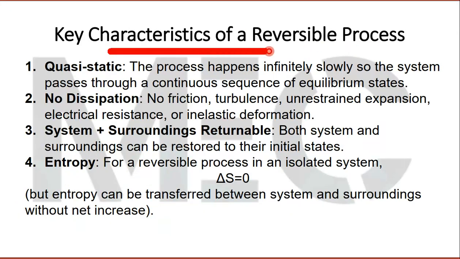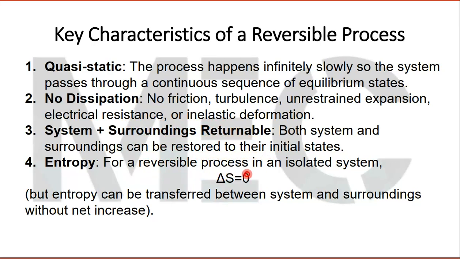Key characteristics of a reversible process. It is quasi-static. The process happens infinitely slowly, so the system passes through a continuous sequence of equilibrium states. There is no dissipation: no friction, no turbulence, no unrestrained expansion, electric resistance, or inelastic deformation. We don't have any of these. System and surroundings are restorable, so both can be returned to their initial states.